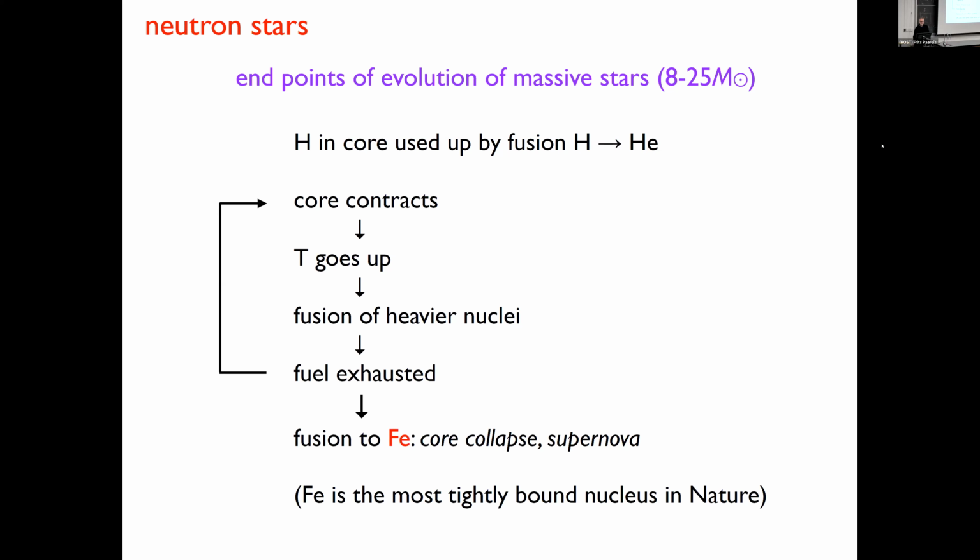Iron is the most tightly bound nucleus, and you can do nothing to it that gives you energy. Anything you do to an iron nucleus costs energy, either fissioning or fusioning it. And so once iron starts to form in the core, the game is up, and gravity is king. Since the star has no more accessible nuclear energy sources, the core has to collapse. Core collapses, supernova explosion, right?